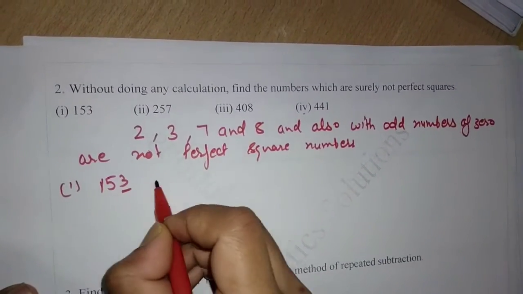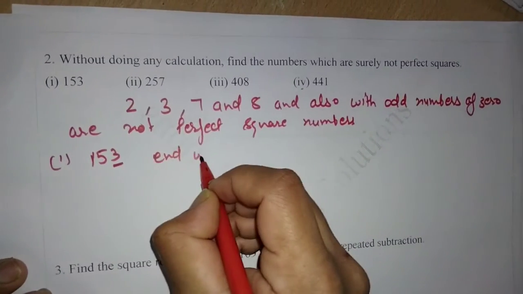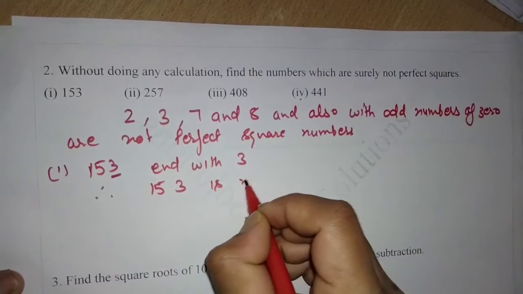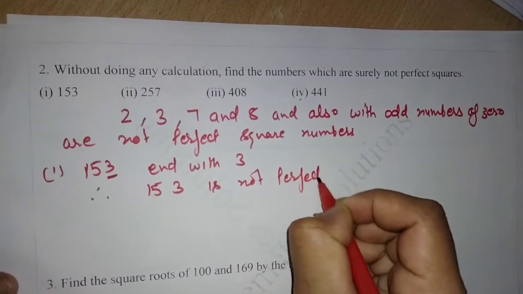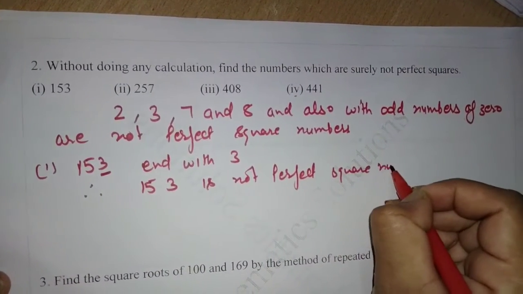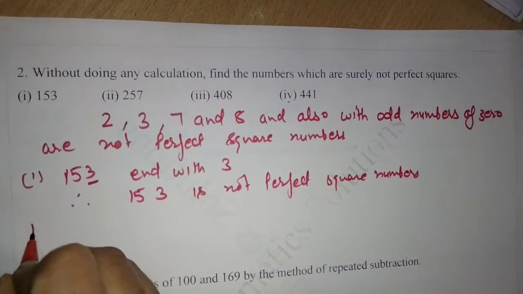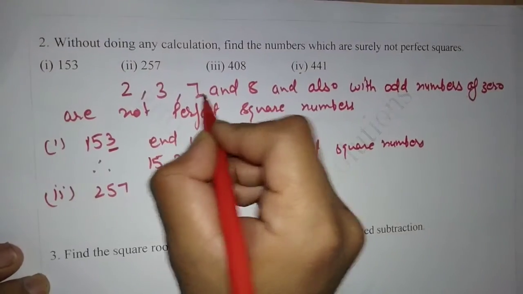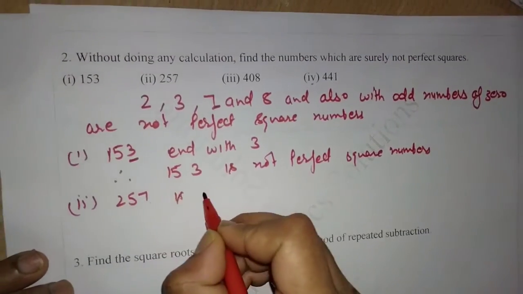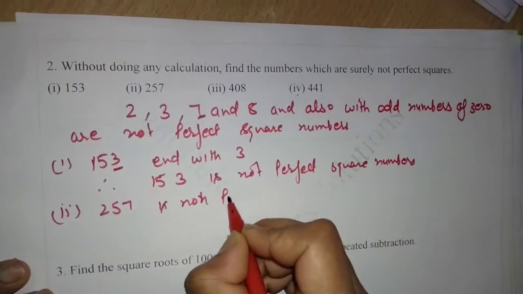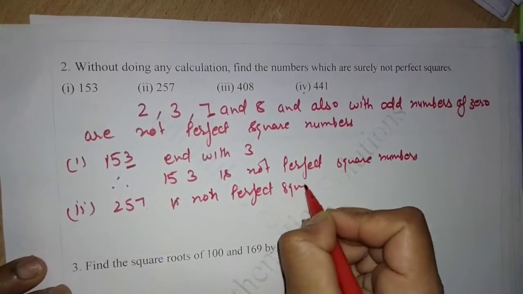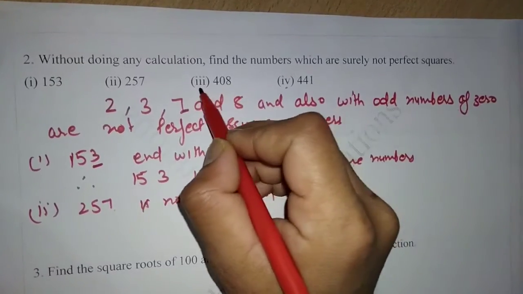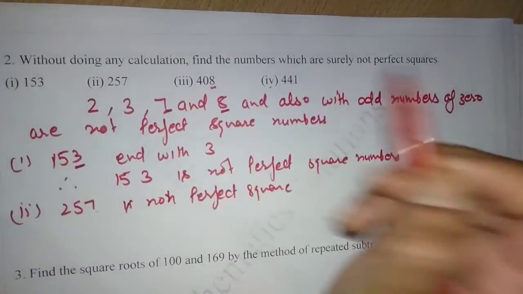153 ends with 3, therefore 153 is a non-perfect square number. Similarly, you can find that in the second part, the number ends with 7, so it is also a non-perfect square, and the number 408 in the third part ends with 8, so it is also not a perfect square number.